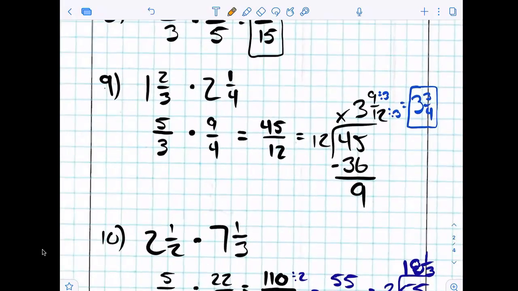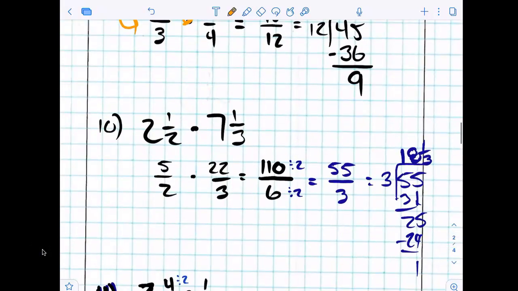Good. All right. So number 9, I'm not going to spend a lot of time on these. Number 9 is a mixed number times a mixed number. What did we convert them to? Improper fractions. Improper fractions, and then you know what to do from there, right? Yeah. Number 10, same idea. We converted both to improper fractions before we started doing our math, before we started calculating.